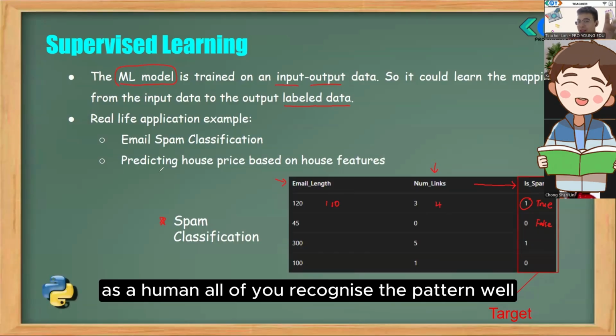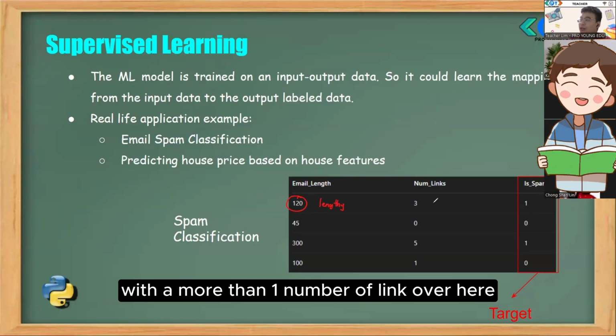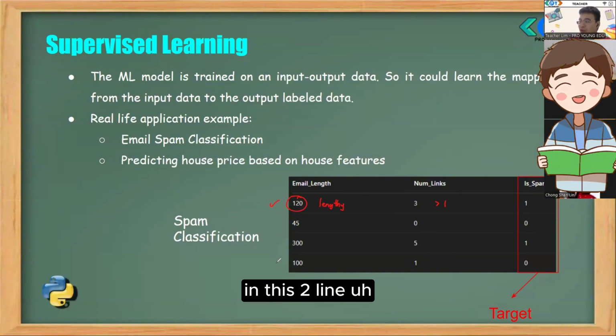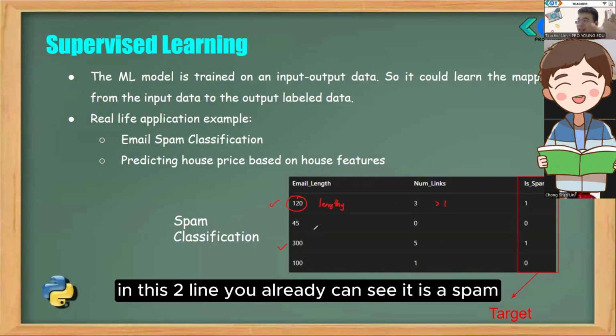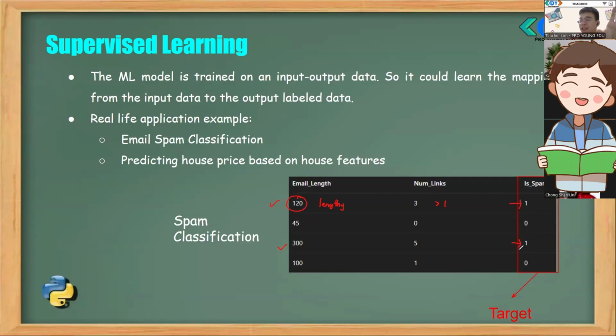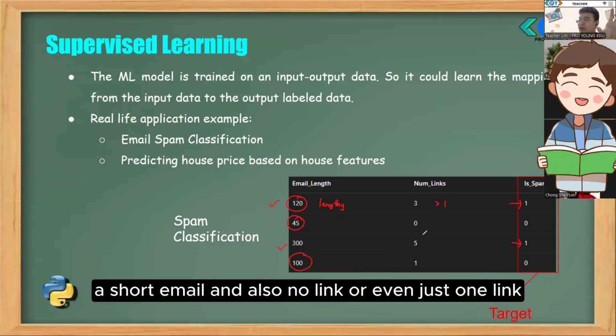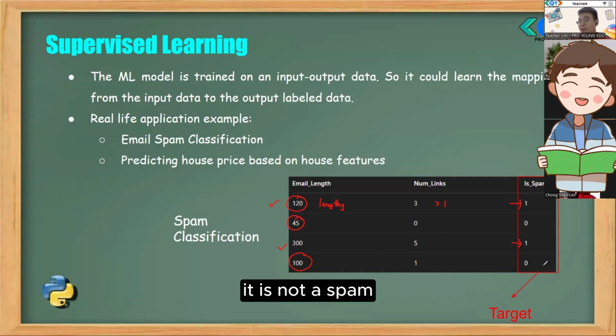As a human, all of you recognize the pattern well. When the email is lengthy with more than one link, over here in these two lines, you can already see it is a spam because the pattern is like this. When there is a short email and no link or even just one link, it is not a spam.